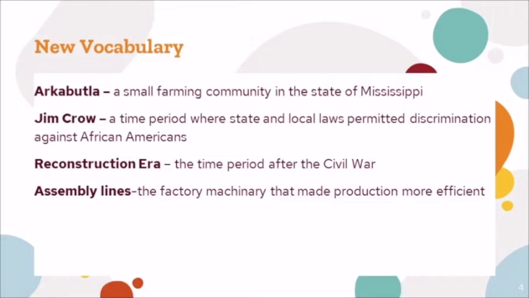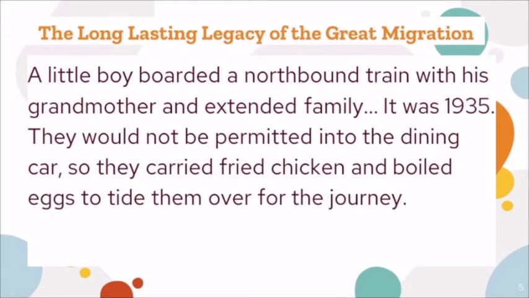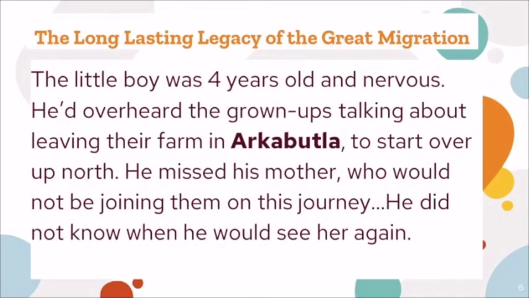The long-lasting legacy of the Great Migration. A little boy boarded a northbound train with his grandmother and extended family. It was 1935. They would not be permitted into the dining car, so they carried fried chicken and boiled eggs to tide them over for the journey. The little boy was 4 years old and nervous. He'd overheard the grown-ups talking about leaving their farm in Archibutula to start over up north. He missed his mother, who would not be joining them on this journey. He did not know when he would see her again.